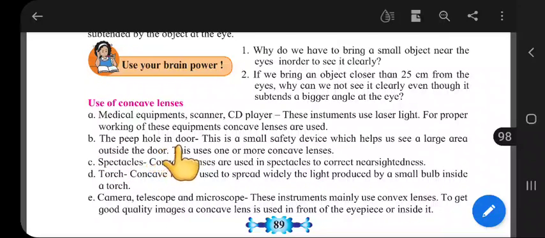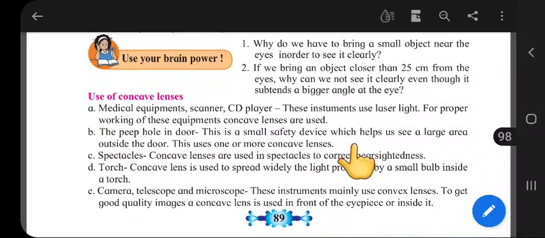Second, the peephole in a door. This is a small safety device which helps us to see a large area outside the door. It uses one or more concave lenses. Third one, spectacles. Concave lenses are used in spectacles to correct the nearsightedness defect. Fourth one, torch. A concave lens is used to spread widely the light produced by the small bulb inside a torch.